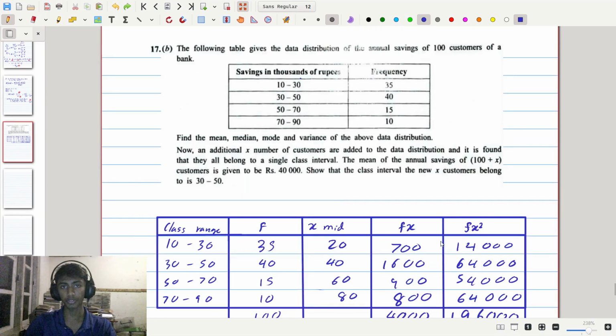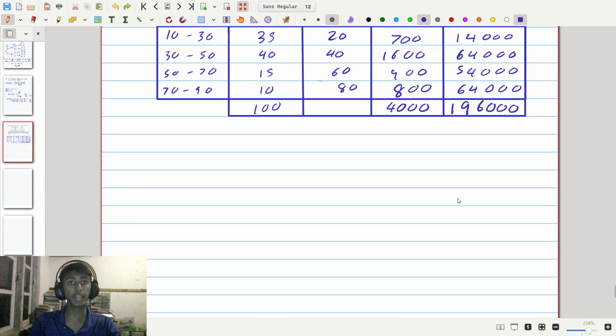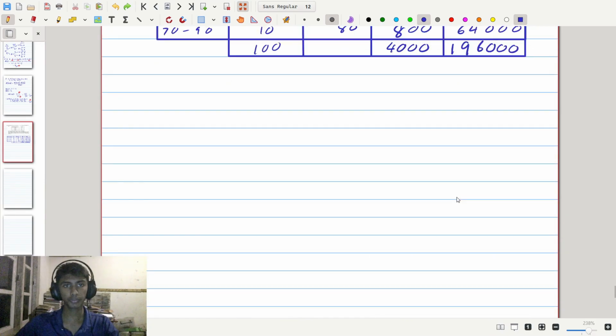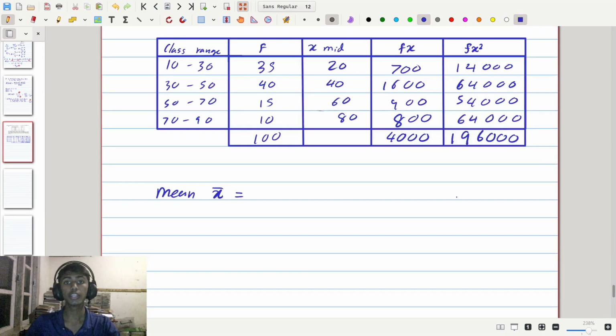above data distribution. So for the first one, the mean is basically the average. It is the sum of all of the values divided by the number of values. So in this case, we write down the mean, which I'll call x bar, is equal to the sum of all the values here divided by the number of values. Now in this case, for a frequency distribution, the sum of all the values is the sum of all of the fx's, which is in this case going to be 4,000.